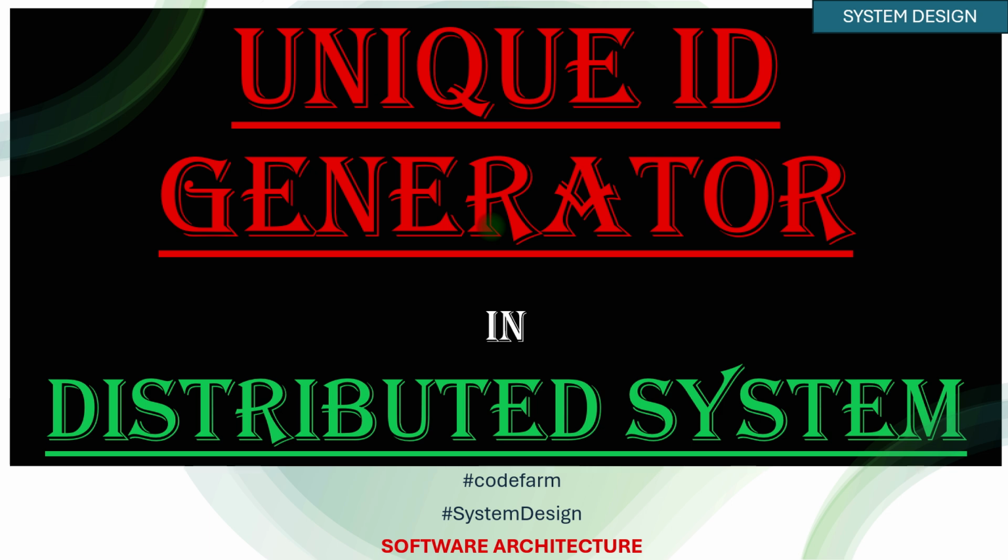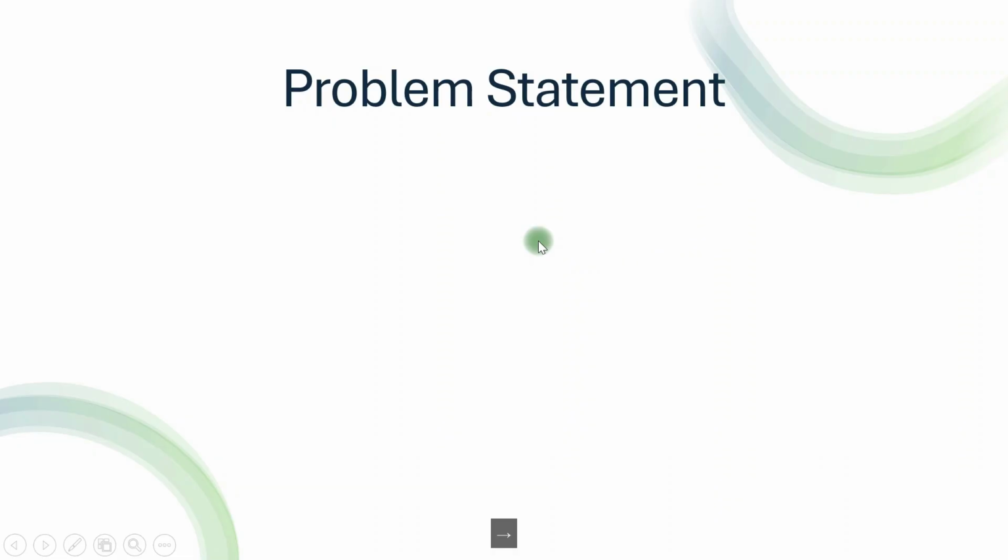So coming to the topic, unique ID generator. Let's first understand the problem statement, or we can say the use case. What is the use case for this unique ID generator? Let's say we are building a software for our company and there are multiple services out there. First, let's say a service that is available is a user service, right? And another one is the product service.